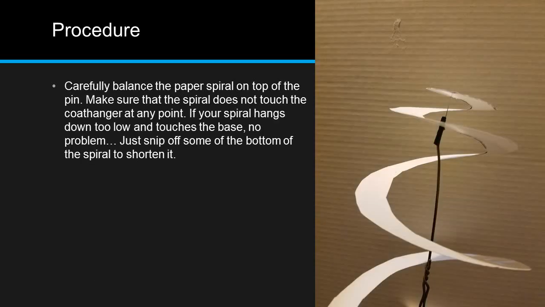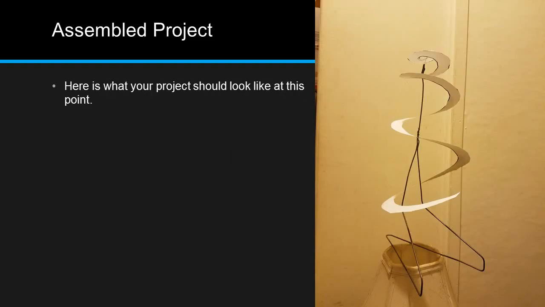Carefully balance the paper spiral on top of the pin. Make sure that the spiral does not touch the coat hanger at any point. If your spiral hangs down too low and touches the base, no problem. Just snip off some of the bottom of the spiral to shorten it. And that's it. Here is what your project should look like at this point.